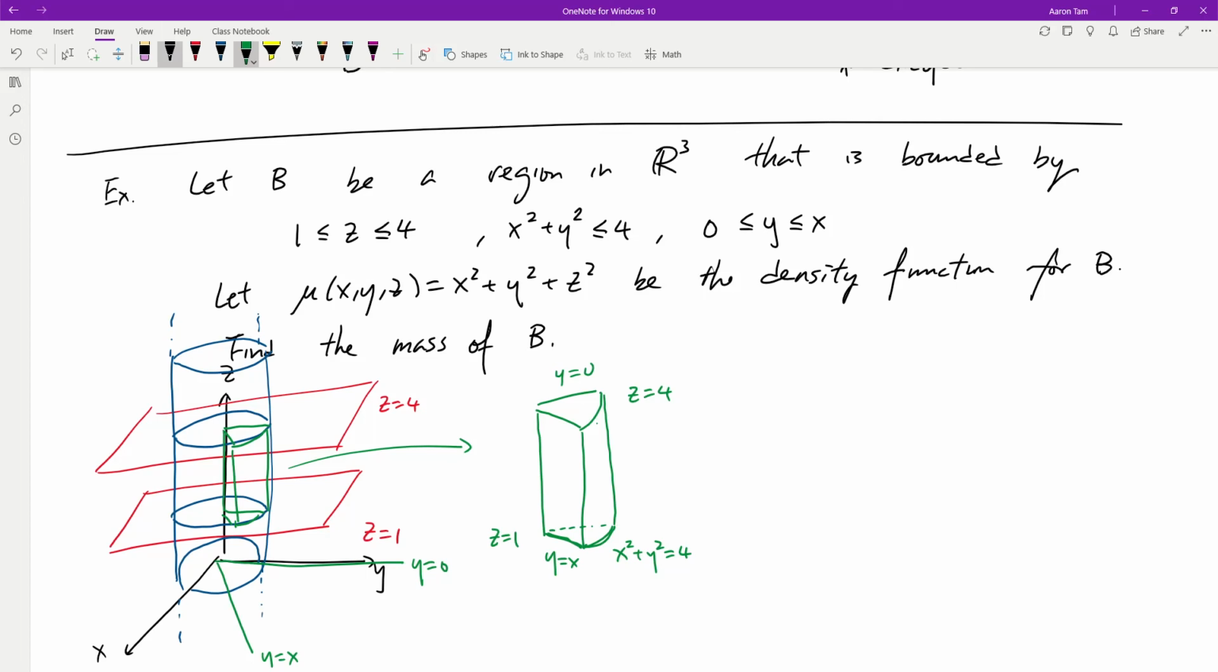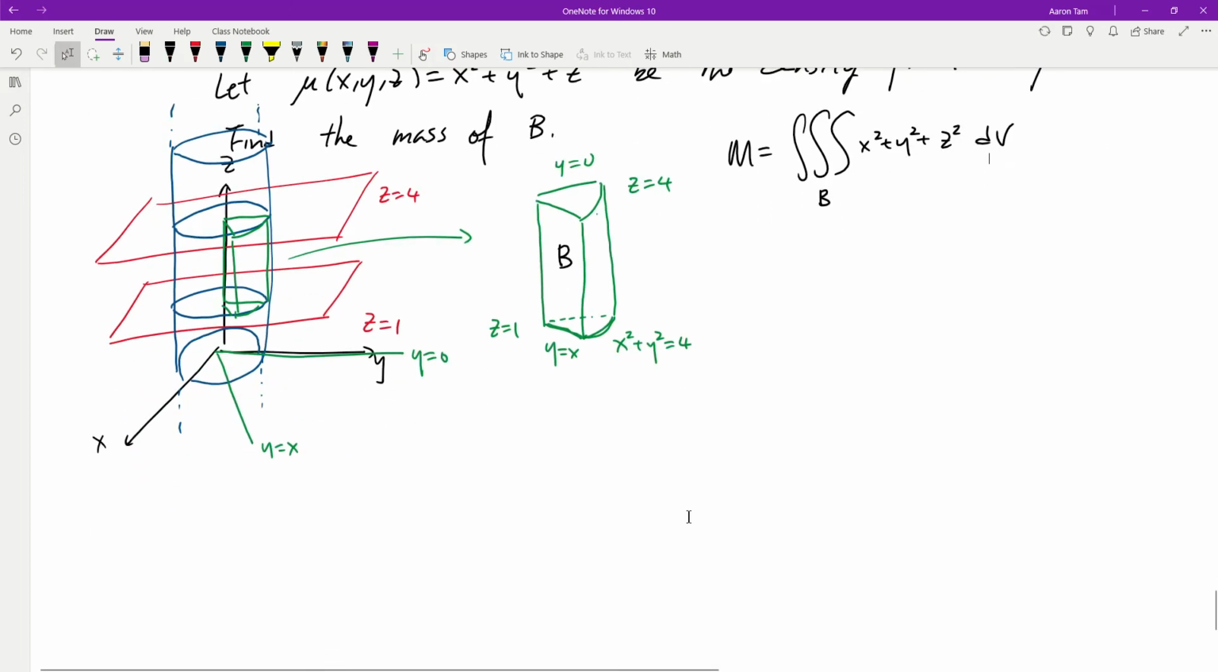So how do you calculate the mass of this thing? Well, simple. We're going to call this B. So the mass of this thing is just a triple integral over B of x squared plus y squared plus z squared dV. So that's easy. How do you evaluate that? Evaluating that would be a lot harder, and I'm not going to attempt to set up a triple Riemann integral for this using this picture, because that would require me to split this into at least two different pieces of solid. Instead I'm going to describe this using a cylindrical coordinate system. So how does that work?